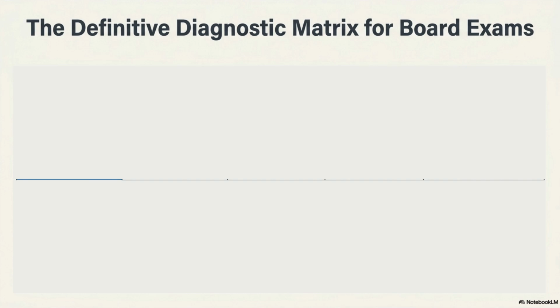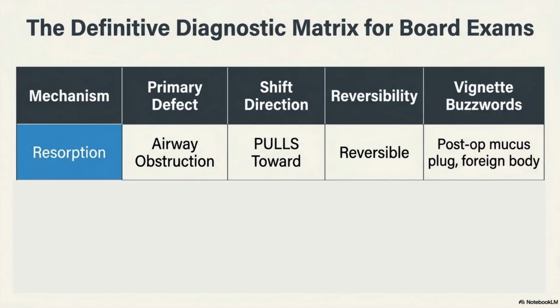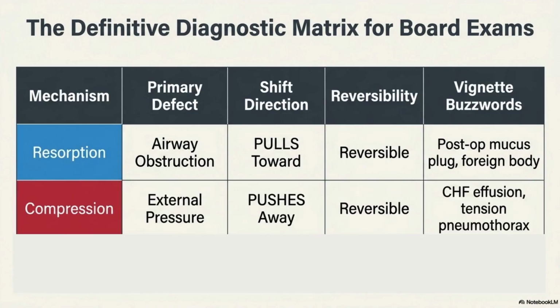Now for high-yield review, let's look at the definitive diagnostic metrics for your exams. For resorption, the primary defect is airway obstruction. The shift direction pulls toward, it is reversible, and vignette buzzwords are postoperative mucus plug and foreign body. For compression, the primary defect is external pressure. The shift direction pushes away, it is reversible, and vignette buzzwords are CHF effusion and tension pneumothorax.